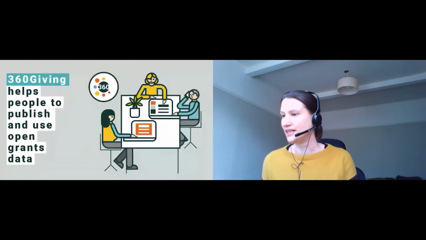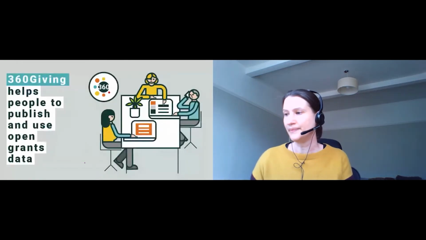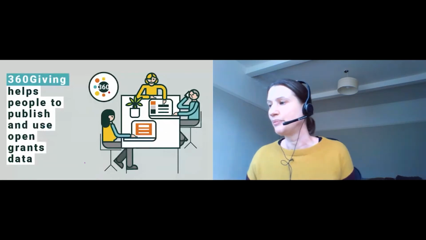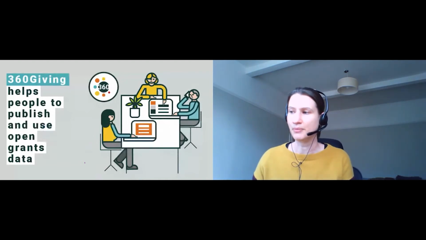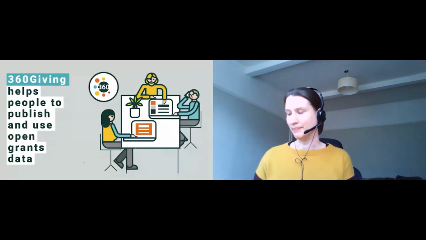So 360 Giving was founded in 2015 to support grant makers to publish their data using the 360 Giving data standard. We help people to access and use this data, and we've created tools to make it easy to explore, download, and visualize. We're still quite a small charity with 6 full-time members of staff, and a technical support team.